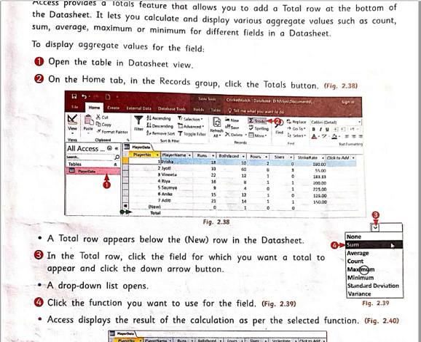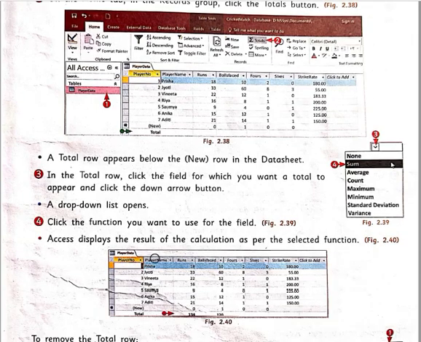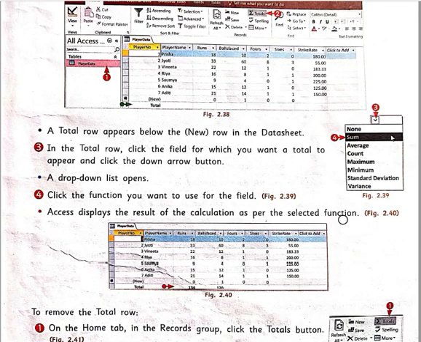Okay, so in the total row, click the field for which you want a total. Either you want a total for sum or average or count, like this. Okay, according to our need we need to tap that. So in step 4, click the function you want to use. So we want to find the sum, so we will calculate the sum. So Access displays the result of the calculation as per the selected function. So if we have calculated the sum, then the result will be the sum. If we have clicked on average, then it will show the average.